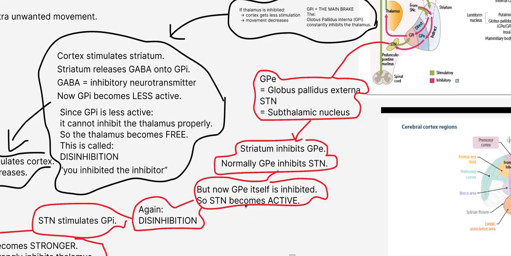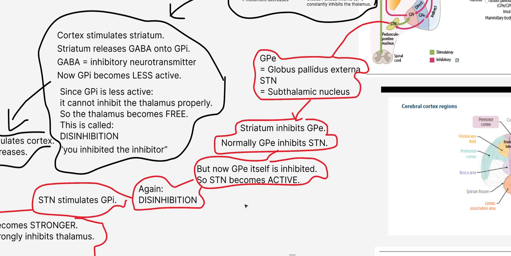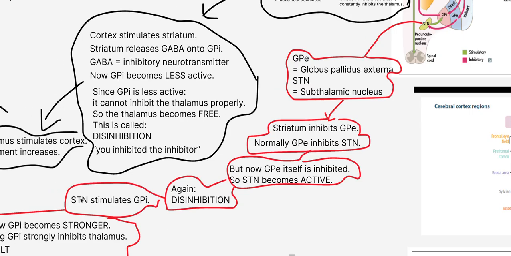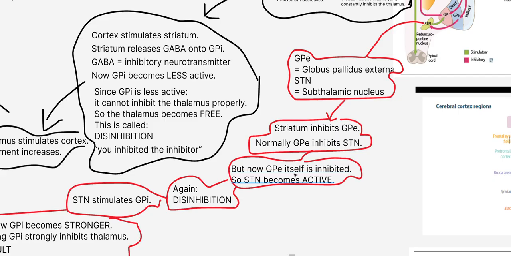But now GPE itself is inhibited, right? Since GPE itself is inhibited, the subthalamic nucleus is free, so the subthalamic nucleus becomes active. Now, what the subthalamic nucleus does is it basically stimulates the GPI. Again, it's causing disinhibition. I will do this again with you in a bit.